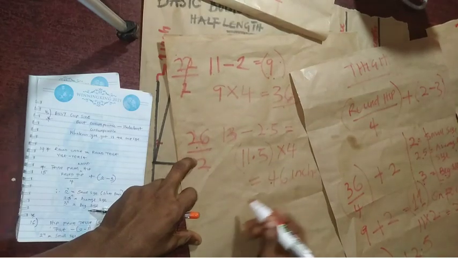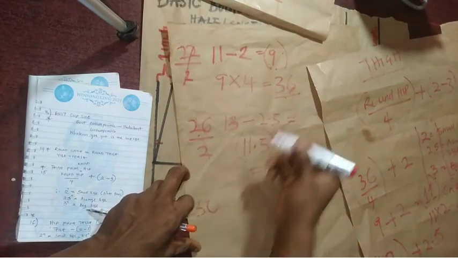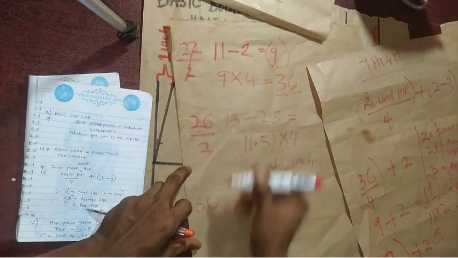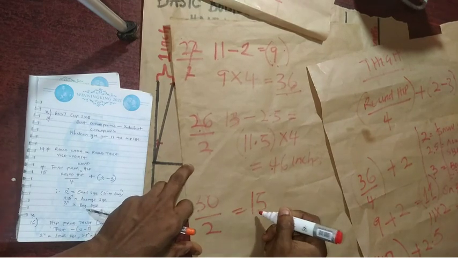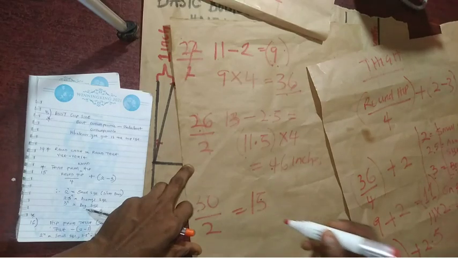Okay, let me do the final one concerning the thigh. So for someone who has a thigh of 30 inches, in order to get the hip, all you need to do is, since we are folding our material into 2, the 30 divided by 2 is 15 inches. And remember what I said? This 15 inches is what?